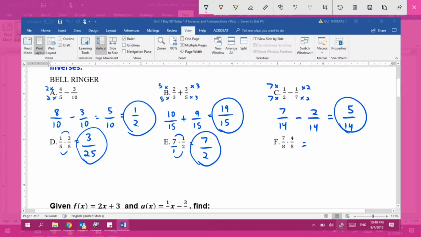On F, the first thing we can do here is cross reduce. Notice on top we've got a 4, on bottom we've got an 8. Both of these numbers can be divided by 4. So if I divided both these numbers by 4, then 4 would become a 1, and 8 would become a 2. And now let's multiply these numbers straight across. It's going to be 7 over, what's 2 times 5? 10. And there it is. Makes it a lot easier when you cross reduce.